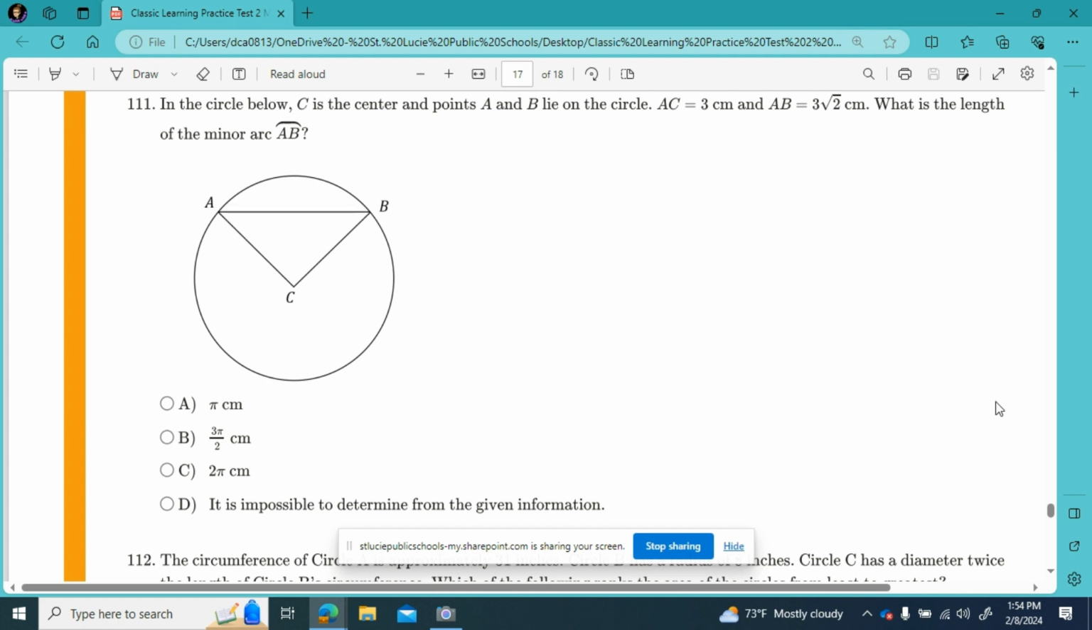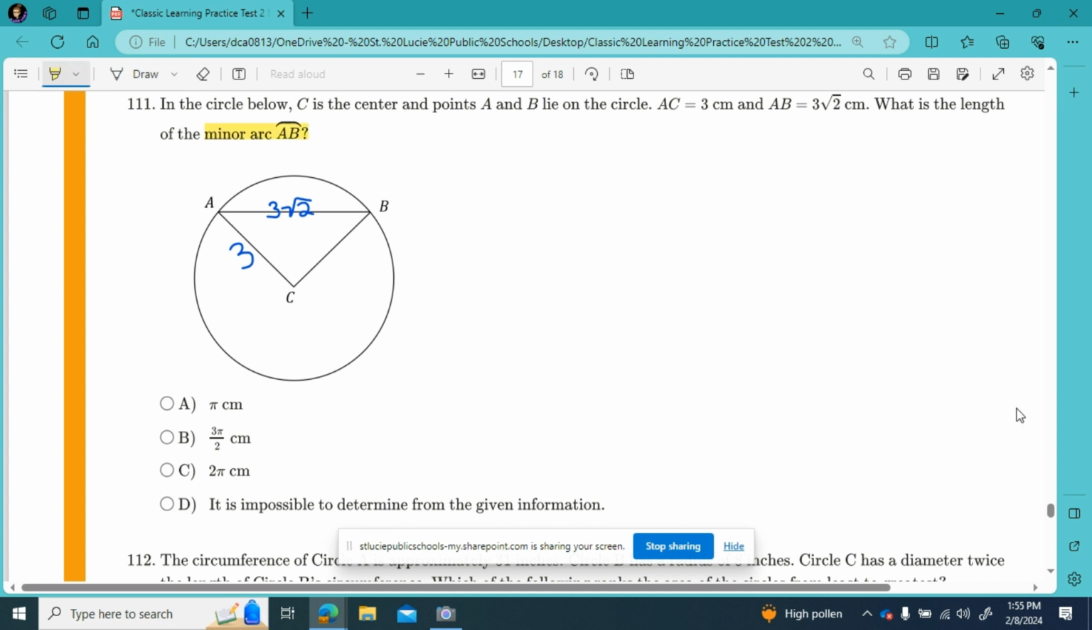We left off at question number 111, which says, in the circle below, C is the center and points A and B lie on the circle. AC is 3 centimeters, and AB is 3 square root of 2. What is the length of the minor arc AB?